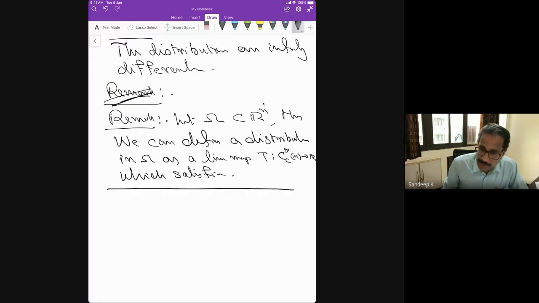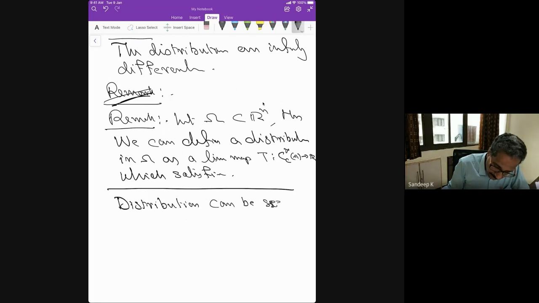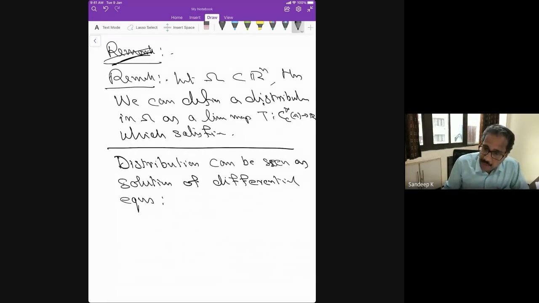Okay. So let me just take differential equations. Distributions can be seen as solutions of differential equations. Since I defined things in one variable, I will give you an ordinary differential equation. So let's consider the ODE.